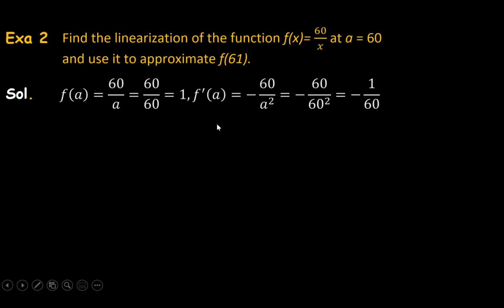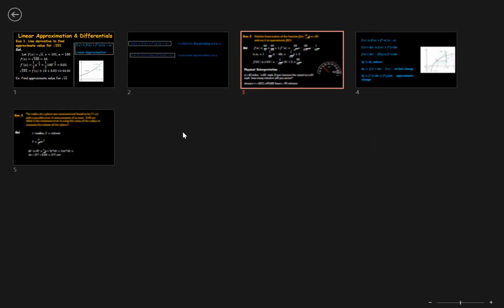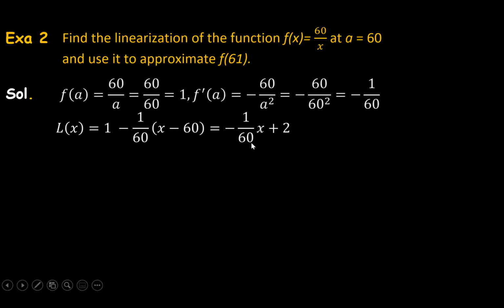And then you can just write down what the linearization is. It's f(a) plus f prime(a) times (x minus a), right? f(a) is 1, f prime(a) is this, and then x minus a. You can simplify this slightly by multiplying this into the parentheses. 60 and 60 cancel, so that is actually equal to 1 because the minus and the minus also cancel. 1 plus 1 is 2. So it's this. That is the linearization of our function.